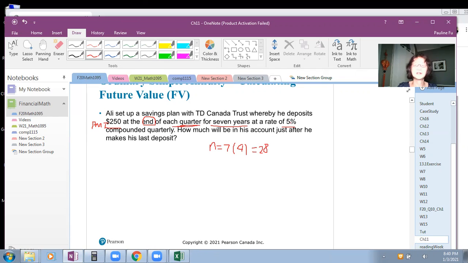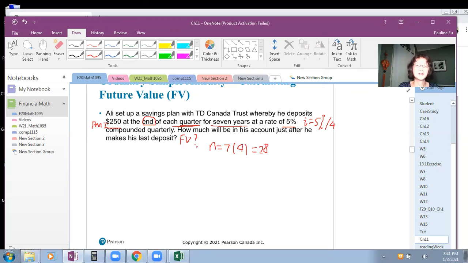Okay. And interest is compounded quarterly. So periodic interest I is equal to 5% divided by 4. When you use the formula, you have to use this number, I. Okay. And then the question asks you how much will be in his account just after he makes the last deposit? So what is the future value? That is the question.